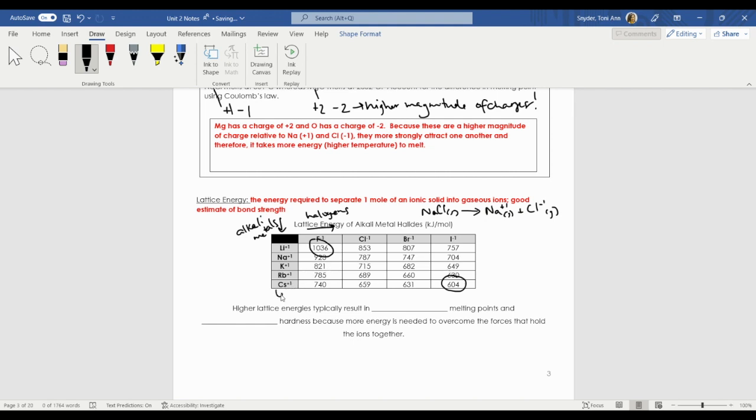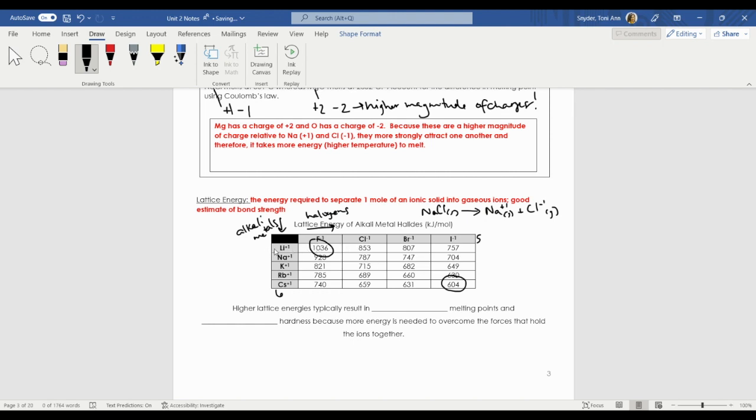Cesium has 6 shells around it, whereas iodine has 5 shells around it. So 6 shells and 5 shells, think about how big those atoms are. Those nuclei can't get that close to each other. They're too far apart because they're literally too big of ions. As a result, it does not take as much energy to separate those particles from one another compared to lithium and fluorine, for example.